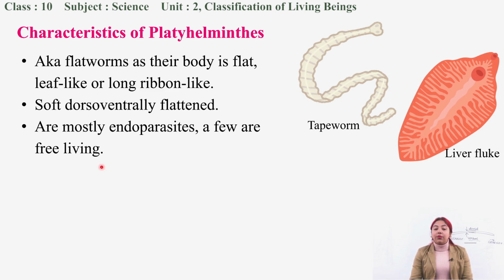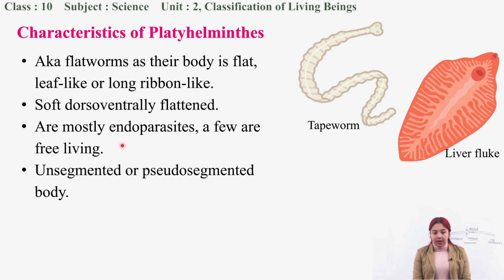And only a few of them are free living. Now, free living animals are those type of animals that do not depend on other organisms for their survival. Now their body is unsegmented or pseudo-segmented. So what does the word pseudo mean? Yes, it means false. So, false segment. So some of the organisms are clearly unsegmented, but some of the organisms look like they have segments, but actually it's a false segment.